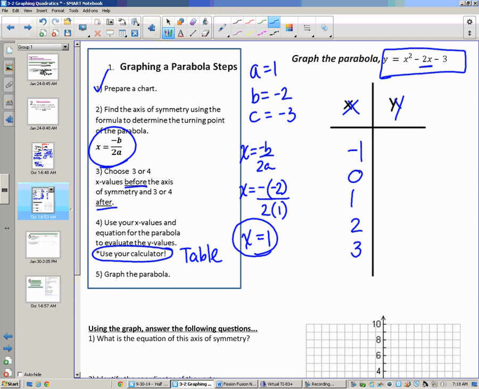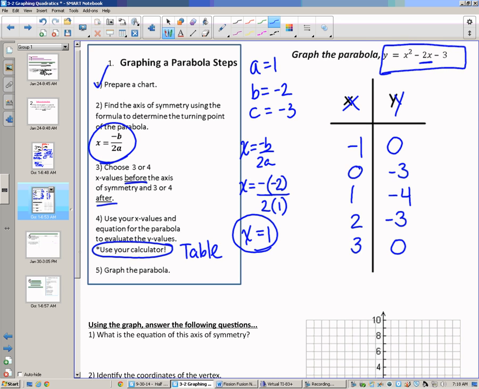So I have at -1, the graph is at 0. At 0, it's at -3. At 1, it's at -4. At 2, it's at -3. At 3, it's at 0. Okay, and then graph the parabola using those points.